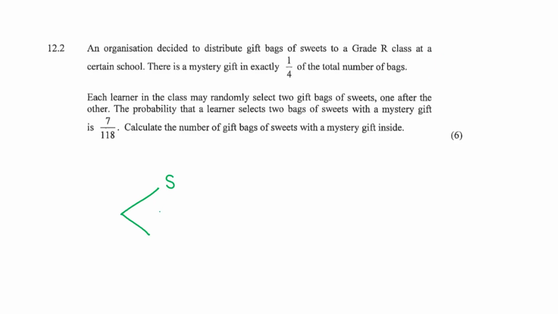So, sweets, normal sweets, there's our gift. So, there are gifts in a quarter of the bags. There are sweets in 3/4. But remember, these are just ratios that we are dealing with. So, let us indicate variables. So, 3x over 4x, and this would be 1x over 4x. We don't need to write 1x, we can just write over 4x. Okay, so these are our 2 possible options. And we select 2 bags of sweets.